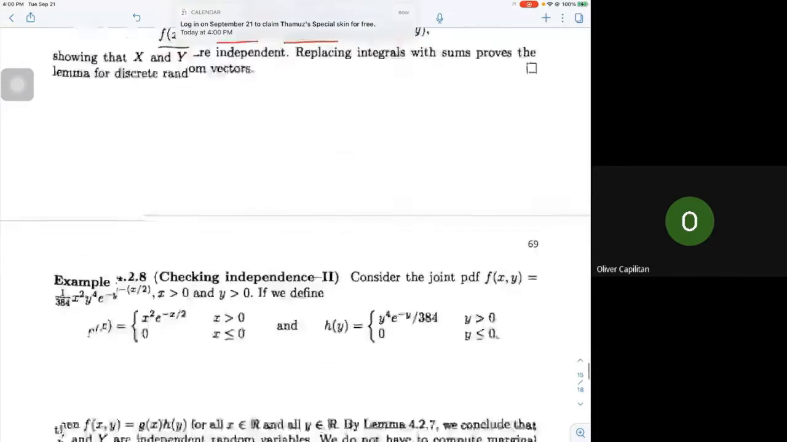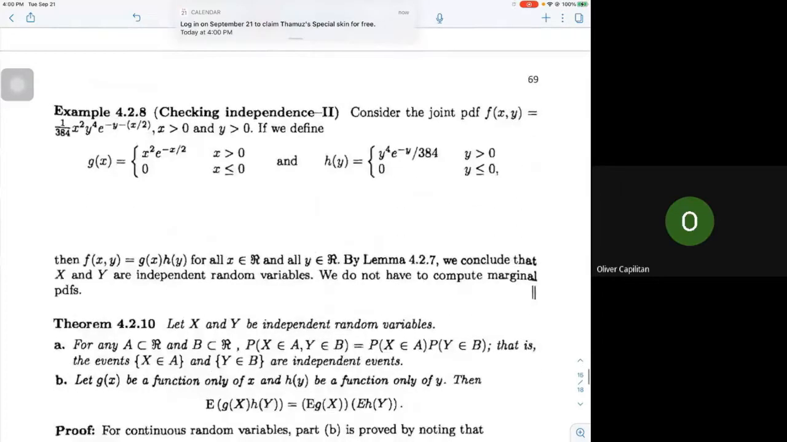Okay, another example. By the way, any questions or clarifications? No questions? Okay, so let us proceed.